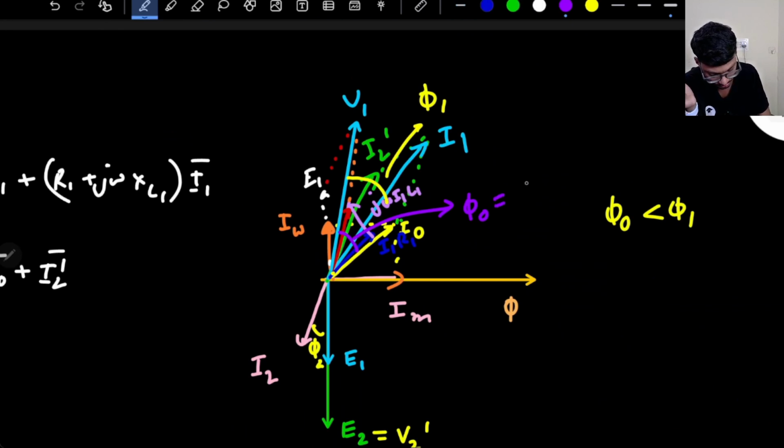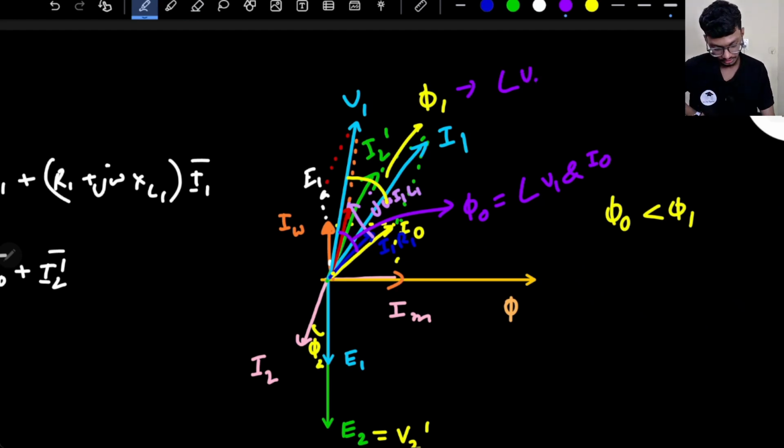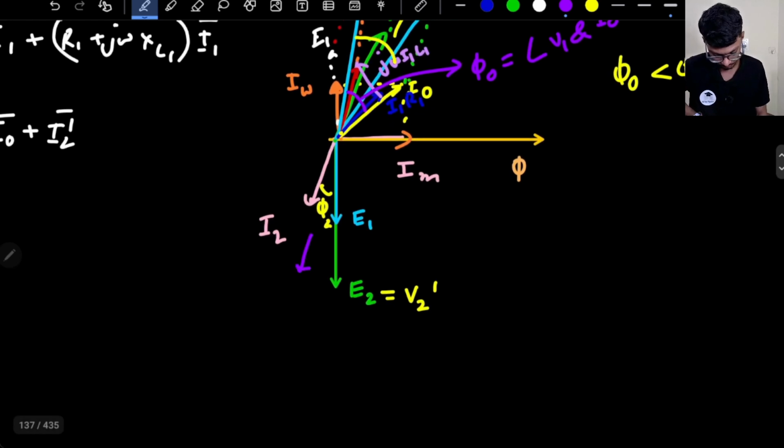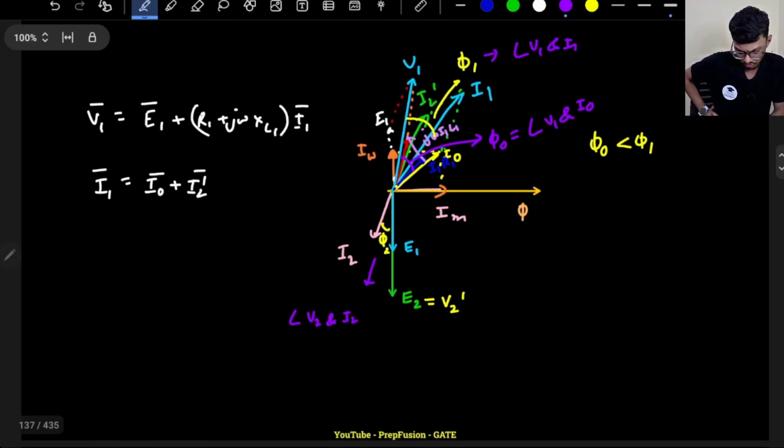So this is the angle between V1 and the no load component of current, and phi 1 is the angle between the supply voltage and the supply current. Phi 2 is the angle between the secondary voltage, not the induced, the actual voltage, which in this case is equal because it is an approximate circuit, V2 and the secondary current. So these are the three angles basically. So this is the phasor diagram.